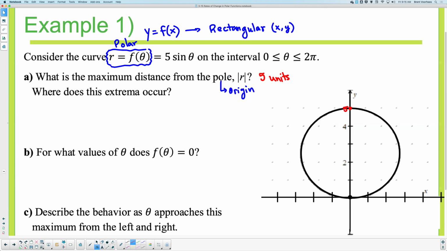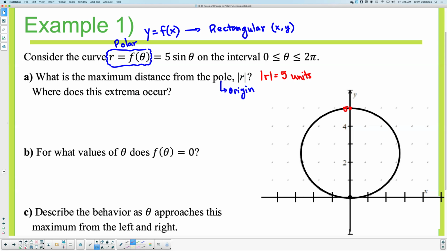And so a question can be asked, where does this extrema occur? And it really wants to know the theta. The way they would show this is they would actually say the absolute value of r, that means the maximum distance. It could be positive, it could be negative. In polar, we don't really care. We just say what's the farthest away. So I'll go ahead and include that. That maximum distance is 5 units.